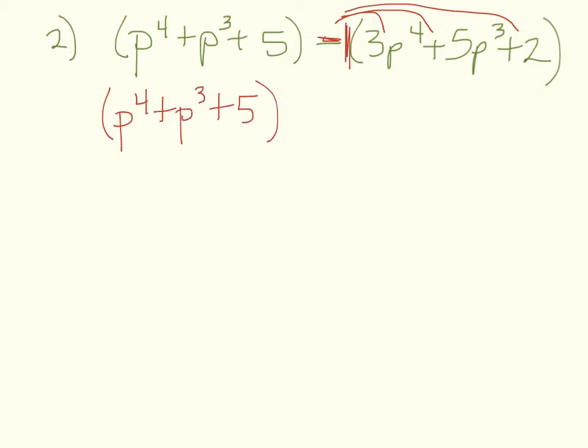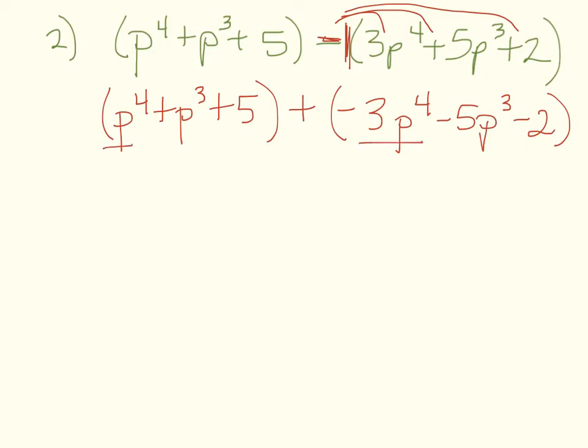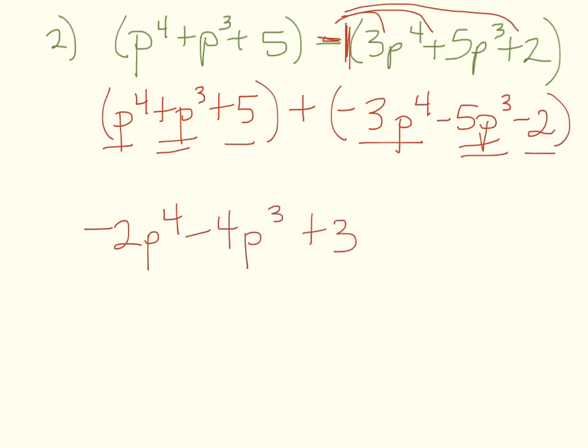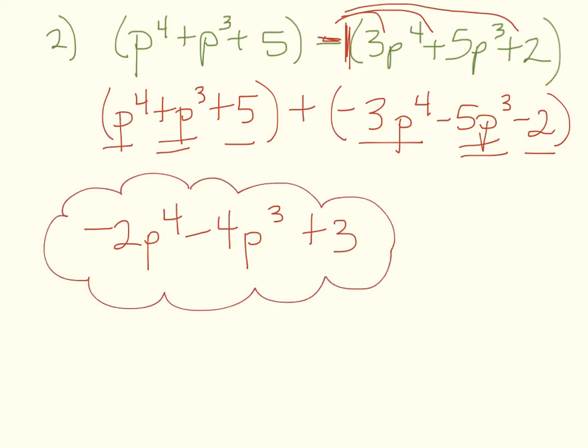I don't change the first one because I didn't multiply anything in. Once I distribute this negative 1 in here, that actually becomes a positive. And I've got negative 3p to the fourth, negative 5p cubed, and a negative 2. Now this becomes an addition problem, and I just put my like terms together. P to the fourth with p to the fourth, that becomes negative 2p to the fourth. P cubed with p cubed, that becomes negative 4p cubed. And constants with constants, and that becomes a positive 3. And that's my final answer.